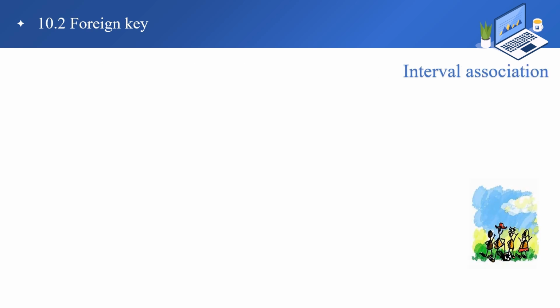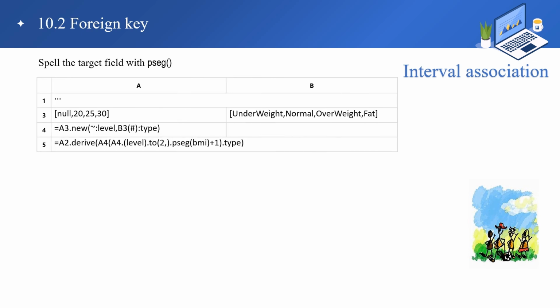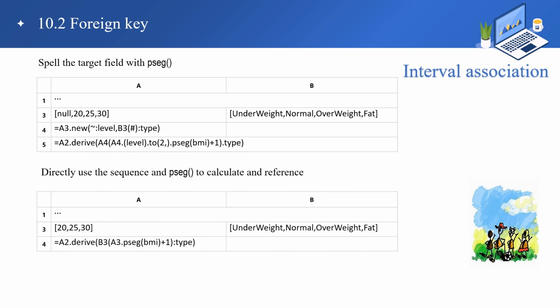It's really troublesome to create a foreign key for the personnel table. Actually, we wrote the code as above to help you understand that the concept of foreign key can be extended to this situation. In fact, we can directly spell the target field with pseg function. Generally, interval association process does not generate a foreign key, but the concept of dimension table and fact table can still be used. If, like this example, only the type field needs to be referenced, we will not even generate the comparison table, but directly use the sequence and pseg to calculate and reference.